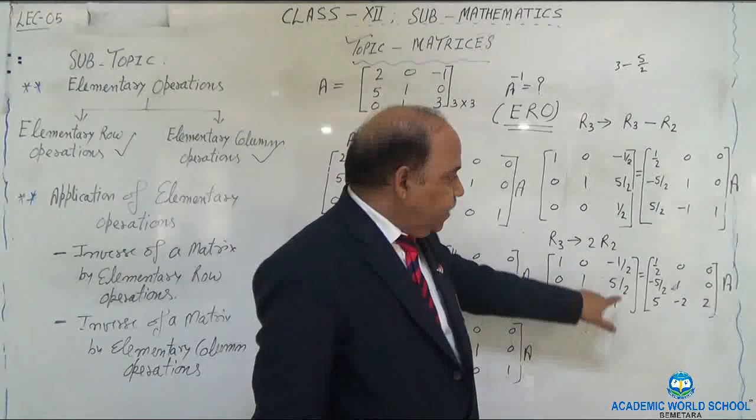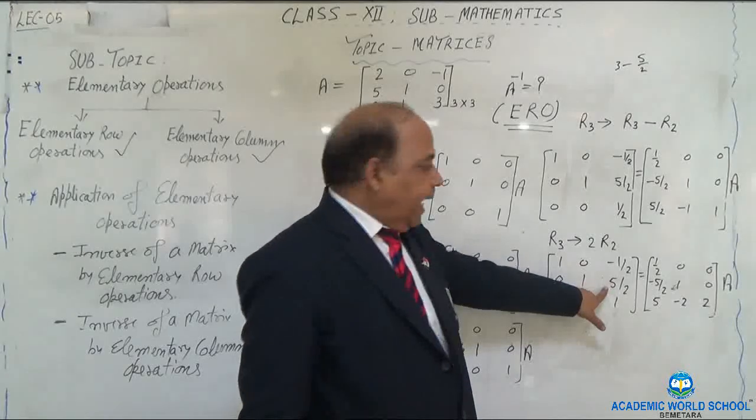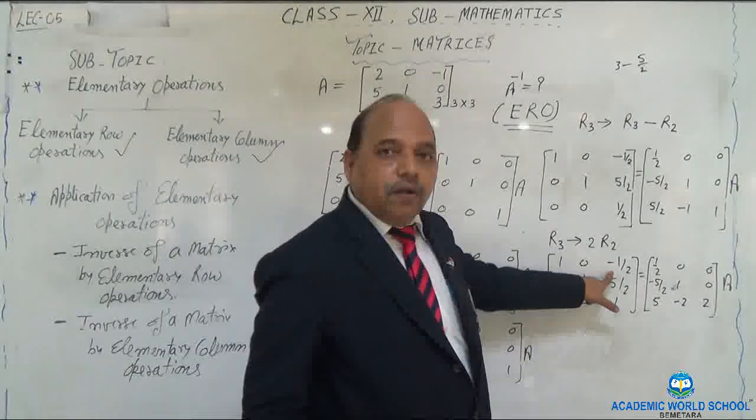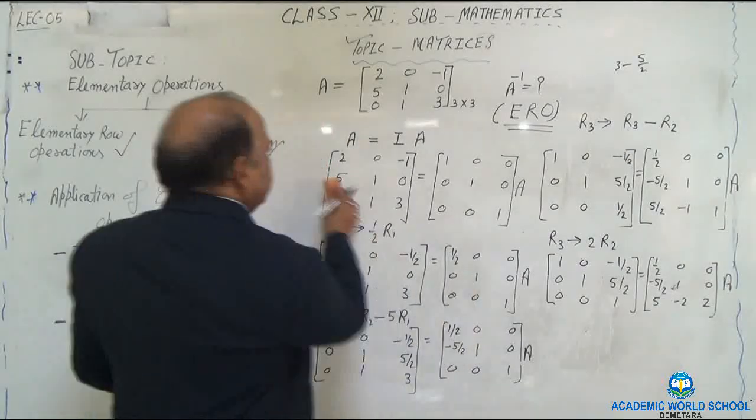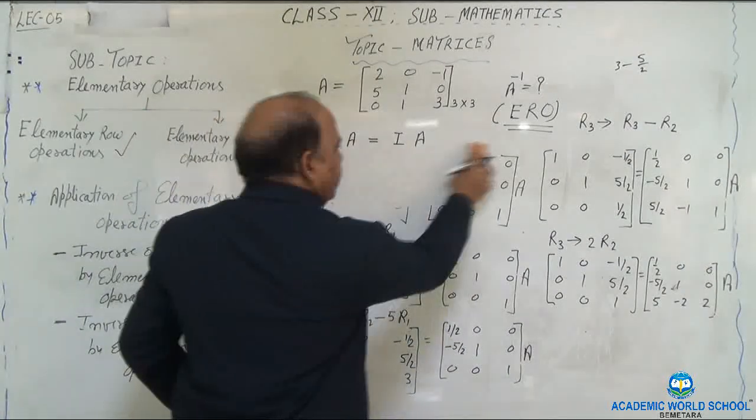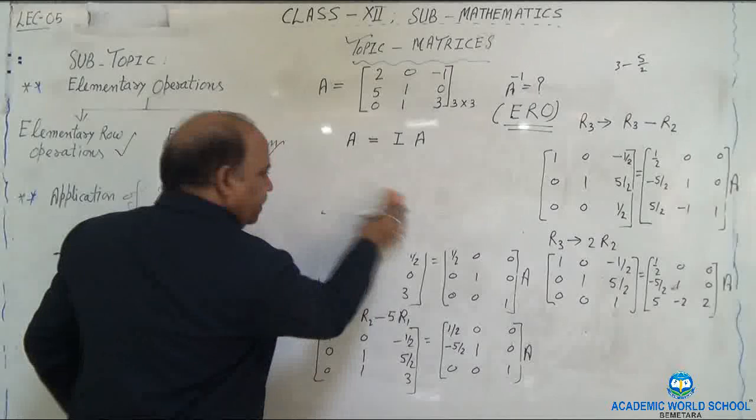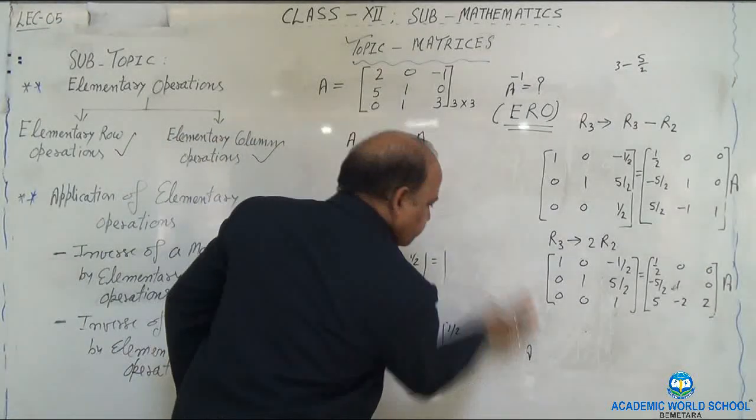Now what do we have to do? We have to make this one 0, and then we have to make this also 0. So how to do that? Only 2 steps are left. So just wait and then see what the next step will be.